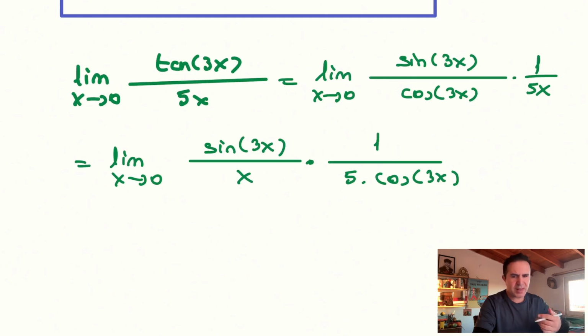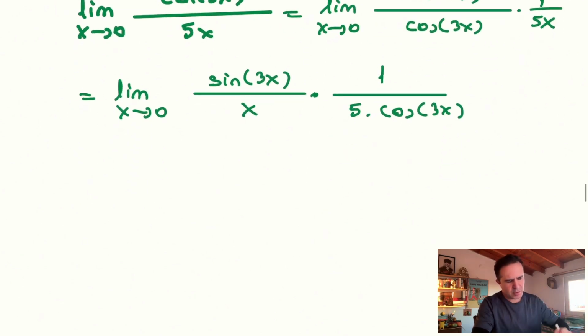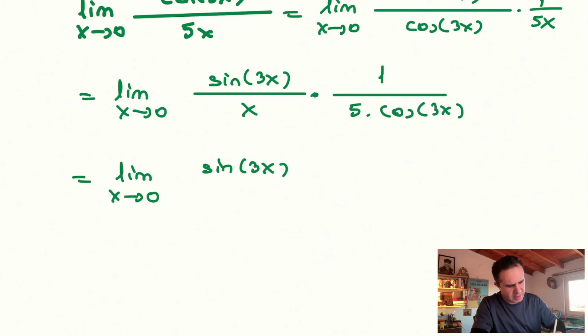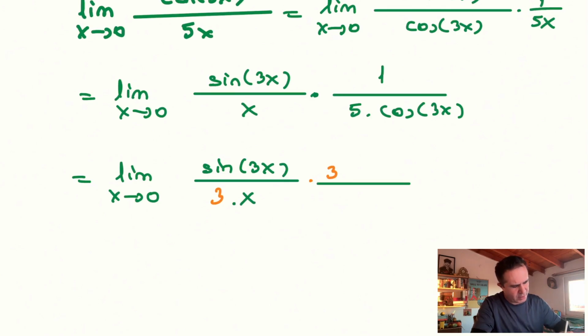For this problem now, we have 3x inside the sine function. So we want to have the same expression 3x in the denominator as well. To create 3x in the denominator, we multiply both the numerator and denominator by 3. So this function becomes the limit as x approaches 0 of sine 3x, and I multiply x by 3, and I should also multiply the numerator by 3, then we get 3 over 5 times cosine 3x.